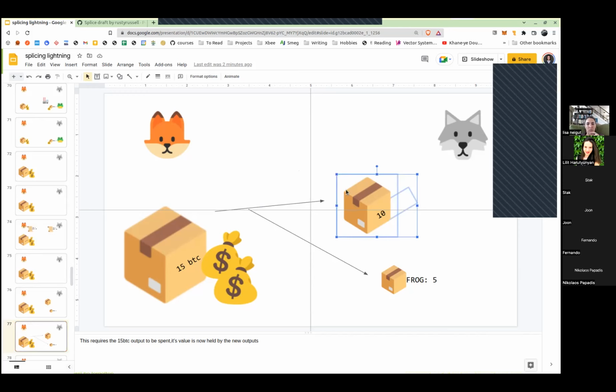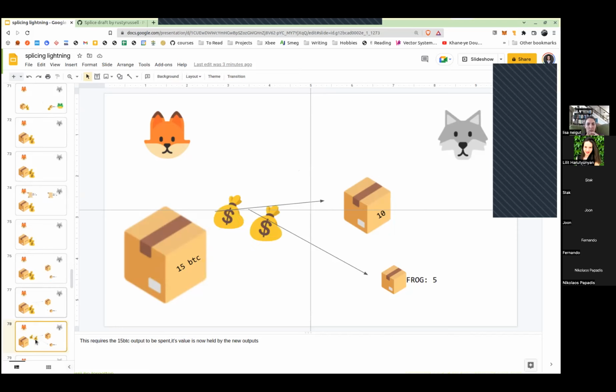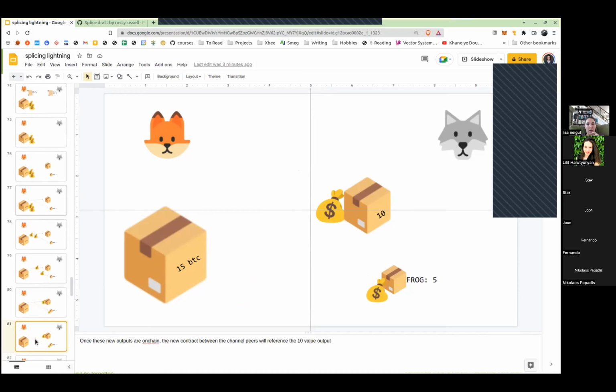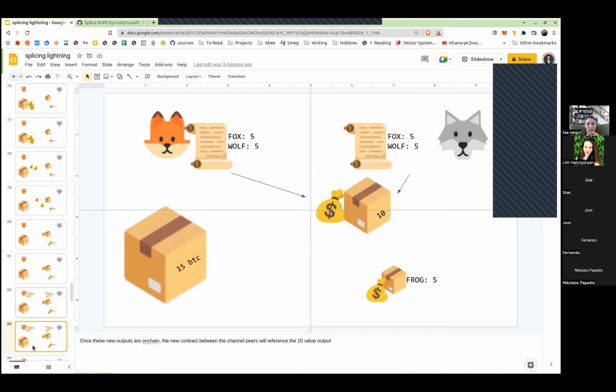So we're just updating what the channel contracts are pointing to on chain. So this is all the on-chain stuff, right? And so once you spend this 15 Bitcoin output and this has been mined in a transaction, the value transfers over to the new outputs that are created. And now that they're on chain, the new contract between the 2 parties will reference this new 10 output. So now they are pointing to this new output with a new 10 value, and it's updated to reflect that.